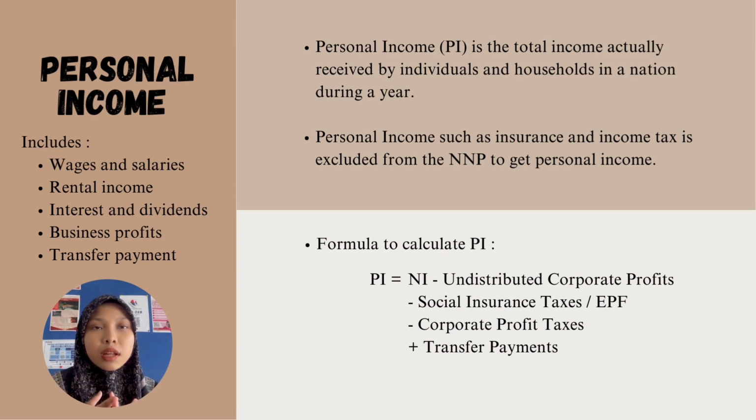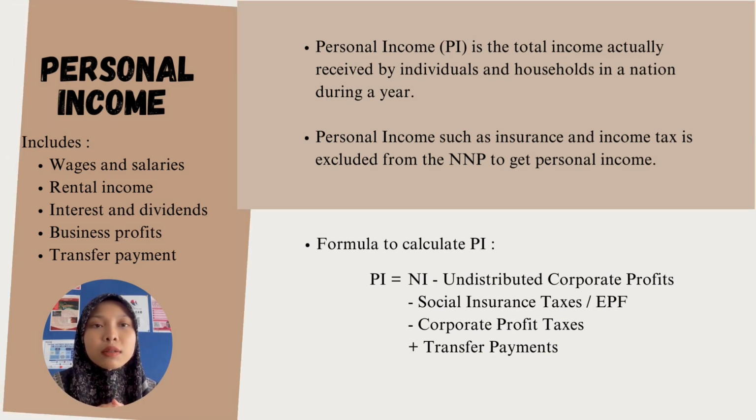There are two things that are excluded from the NNP to get personal income, which is insurance and income tax. Also, there is a formula to calculate PI. So we need to have the national income and then minus undistributed corporate profit, minus social insurance taxes or EPF, minus corporate profit taxes, plus transfer payment, and we will get the real personal income.